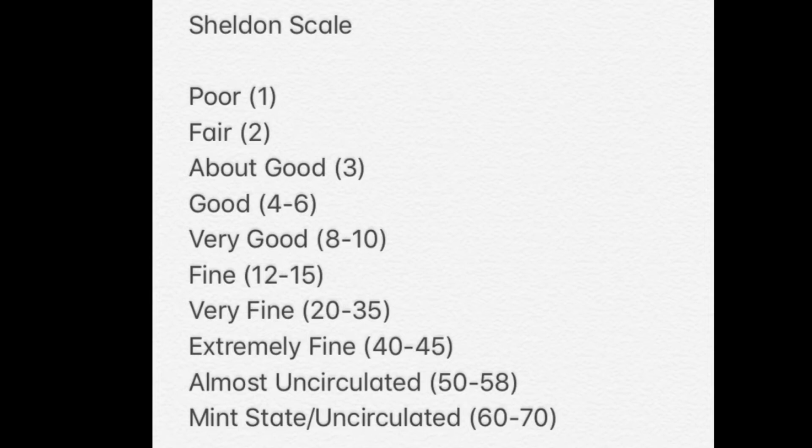The Sheldon Scale quantifies a coin's grade under a numerical system of 1 to 70. So each grade in the Sheldon Scale corresponds to a numerical value. For example, a coin that is graded to be in poor condition is given a numerical value of 1. A coin that is in very good condition is given a value of 8 to 10.